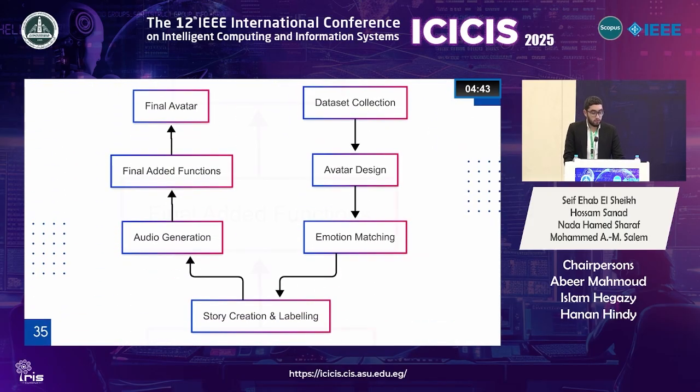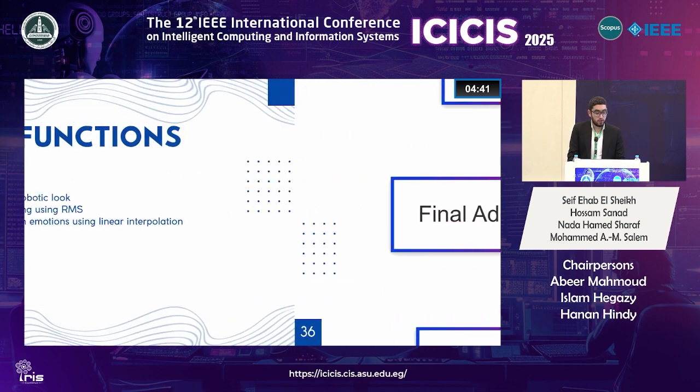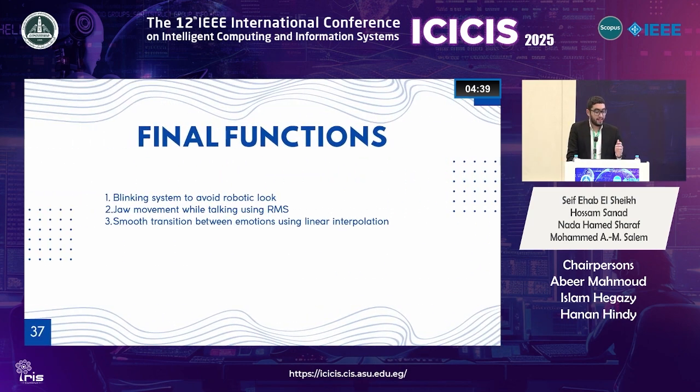And then we wanted to add some final functions, so we added 3 features. A blinking system that happens every 5 seconds to avoid a robotic look, jaw movement while talking using RMS values, and a smooth transition between emotions using linear interpolation to make the transition between emotions look more natural.